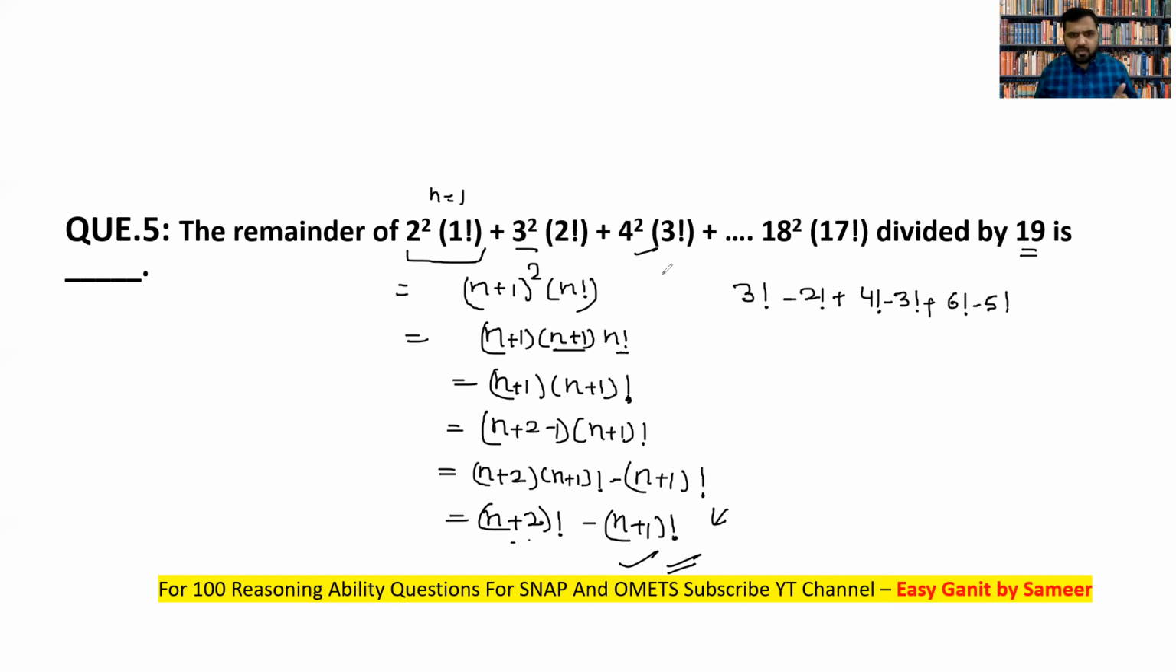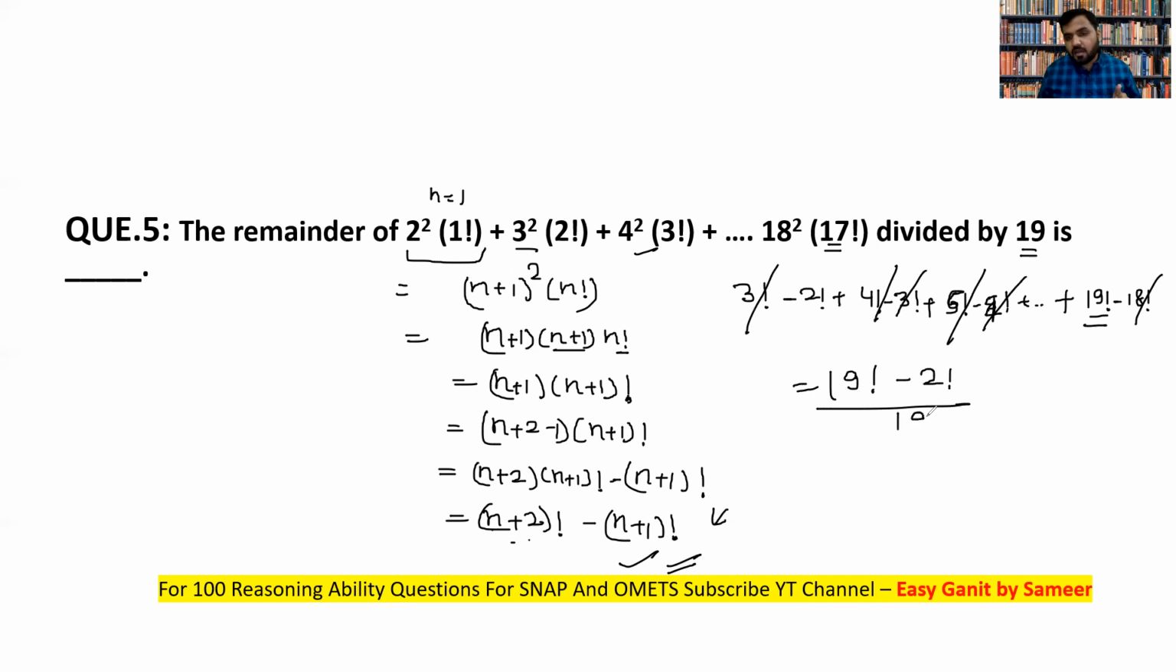So I put n as 3 here, n as 1 here, and 3 minus 2, then 2, then 3. So this would be 5 factorial minus 4 factorial, right? And finally, the last term would be n as 17. 17 plus 2 is 19 factorial multiplied by 18 factorial. Now you see that all these terms will be getting cancelled, right? Finally, you will be left with only these two terms, 19 factorial minus 2 factorial.